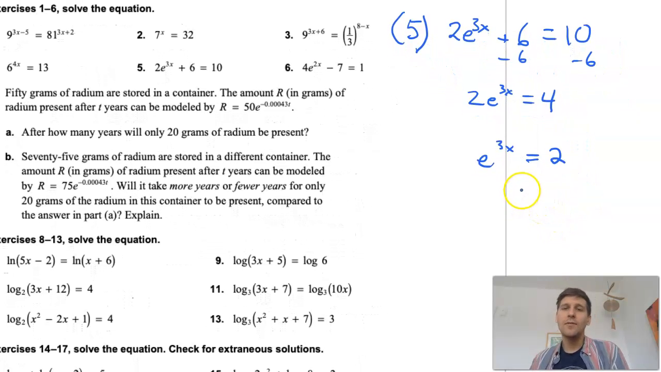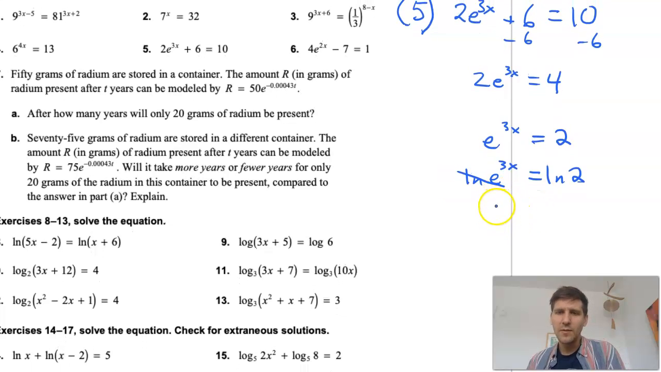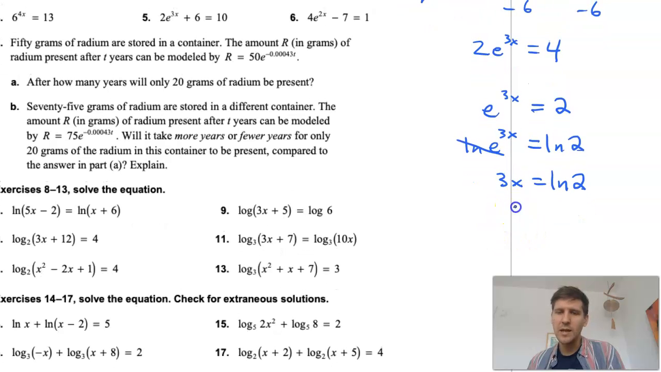So we now have the inverse operation that we could use. We want to get this out of there, so I'll take the natural log of both sides, because the natural log is base e, and since the exponential is base e, that cancels out. And I just have 3x equals the natural log of 2, so my precise answer would just be that x equals the natural log of 2 over 3.